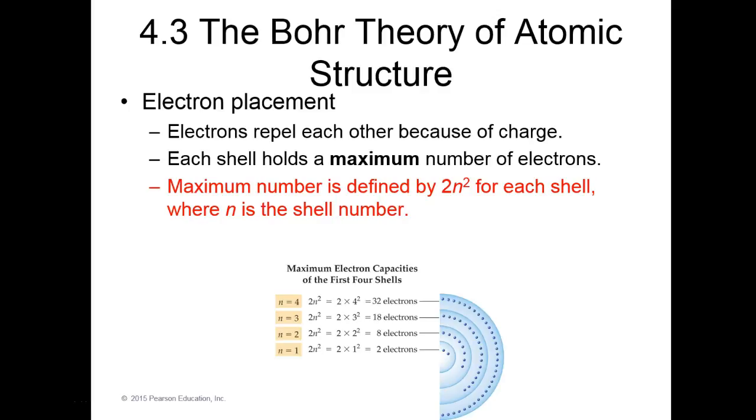So with electron placement, the electrons are going to repel each other because they are both negative, right? So two electrons aren't going to stick together. Each shell holds a maximum number of electrons. The maximum number is defined by 2 times n squared for each shell, where n is the shell number. So for example, 2n squared for n equals 1 is 2 times 1 squared, which is 2 electrons. Shell number 2 will have 2n squared, which will end up being 8 electrons, and so forth. So that is how you know how many electrons fit in each shell.